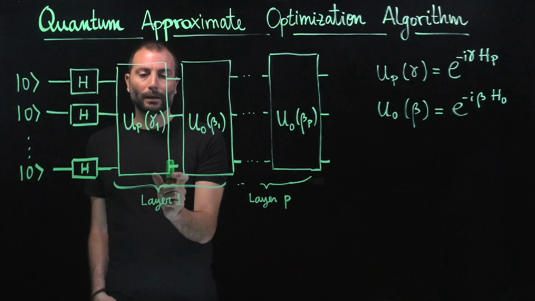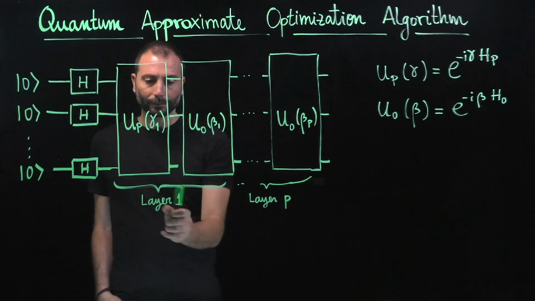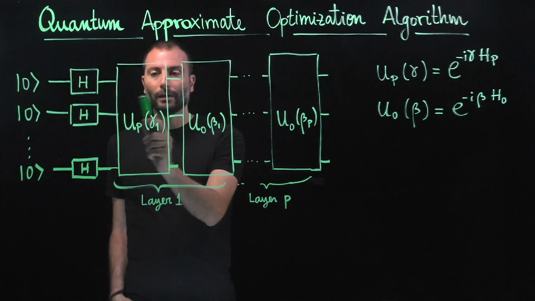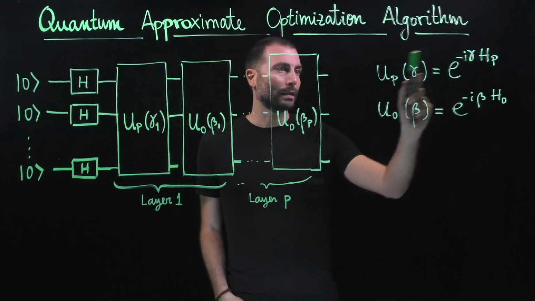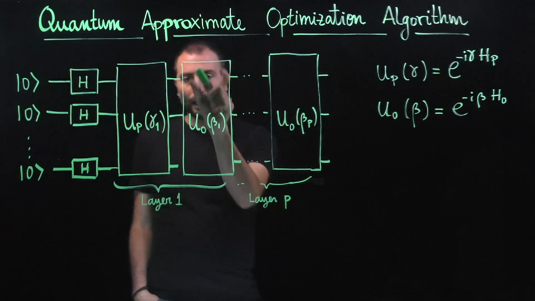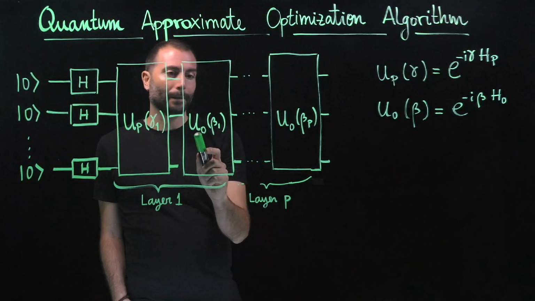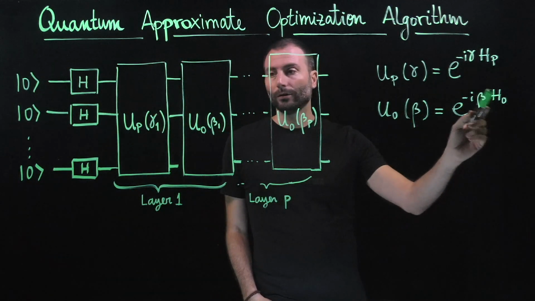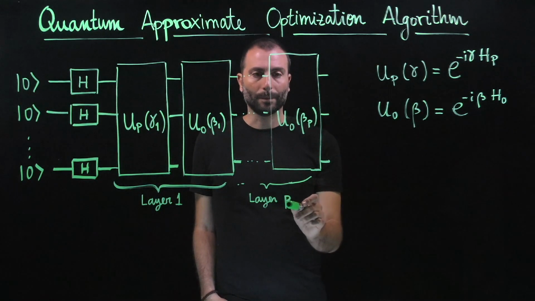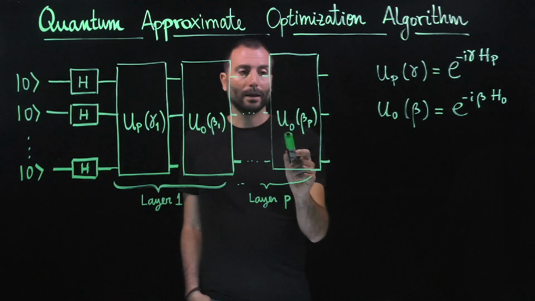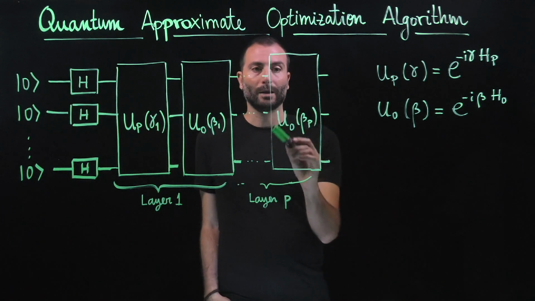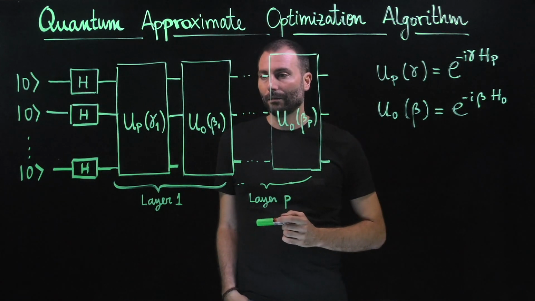Then we start to apply a series of layers, p layers, where every layer consists of two unitaries. One first unitary, U_P, is defined as the time evolution under the Hamiltonian H_P, which I will explain shortly. And a second unitary is the time evolution under a different Hamiltonian, H_0. Notice that in the last layer, layer number p, I only have represented the second unitary, in order to save space and have more room to work on the blackboard.